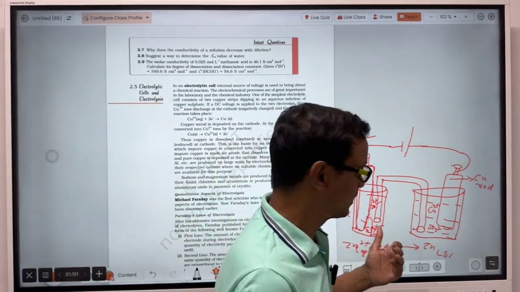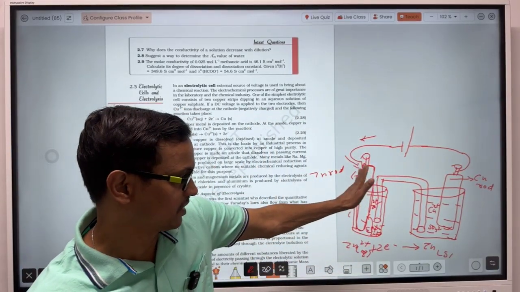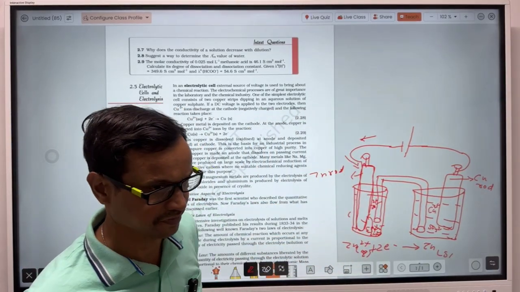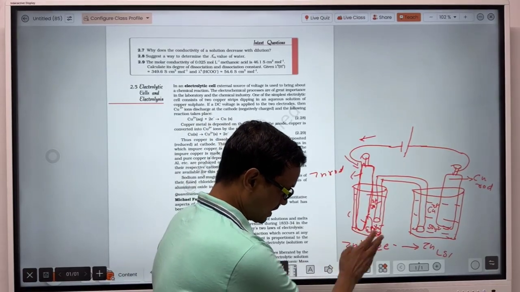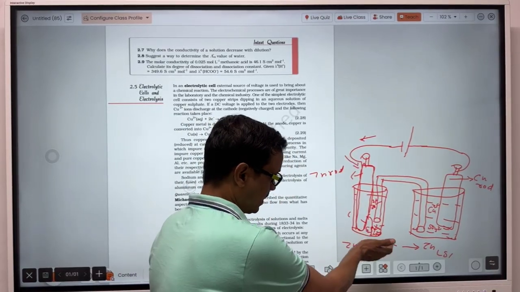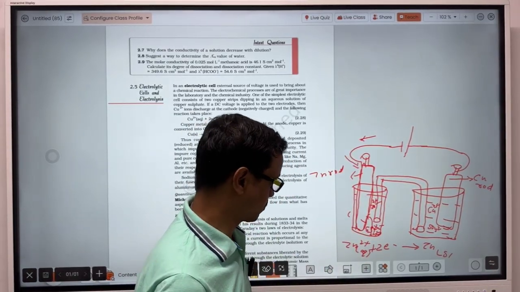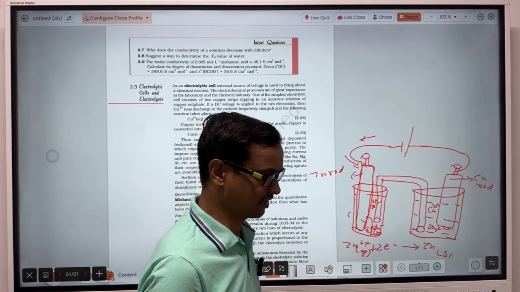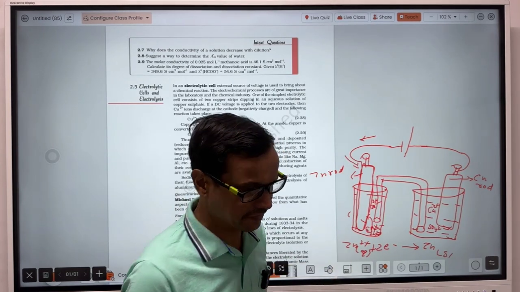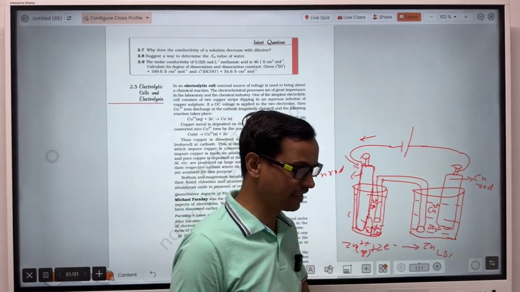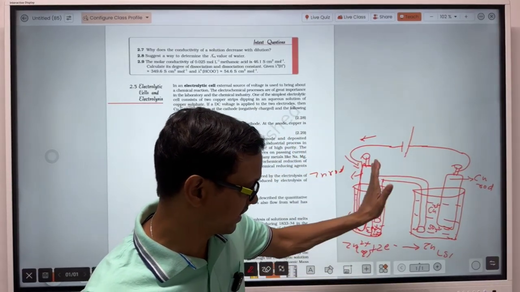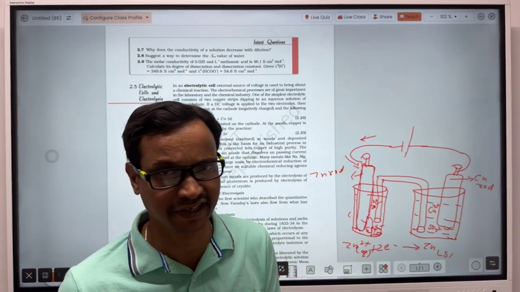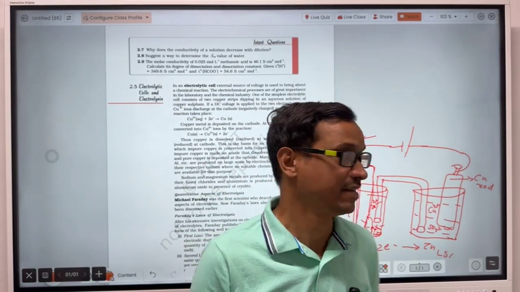What was happening in galvanic cell? The zinc ion was entering inside the solution. But in case of electrolytic cell, the zinc ion present inside the solution will get attracted towards the zinc rod and will gain the electron. Initially in galvanic cell, the zinc was losing the electron. In case of electrolytic cell, the zinc ion will gain the electron. So the reaction here is reverse.